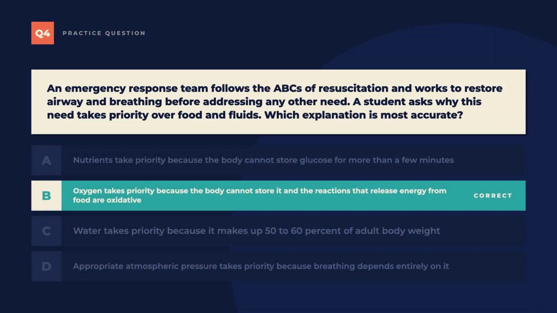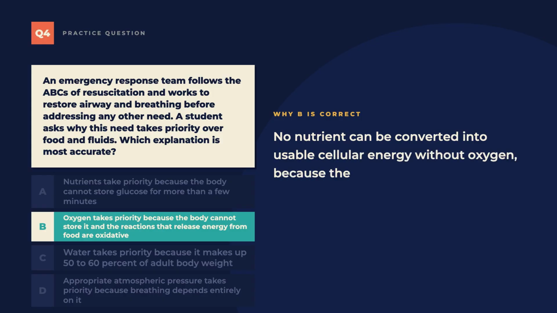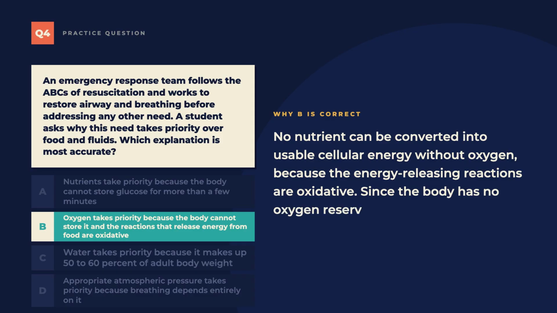The correct answer is B. Oxygen takes priority because the body cannot store it, and the reactions that release energy from food are oxidative. B is correct because no nutrient can be converted into usable cellular energy without oxygen, because the energy-releasing reactions are oxidative. Since the body has no oxygen reserve, brain cells begin dying within minutes of interruption.